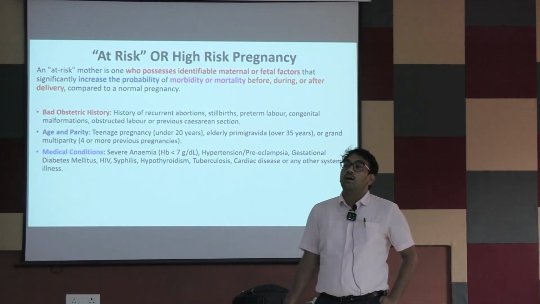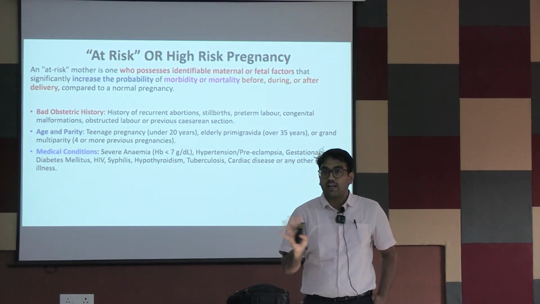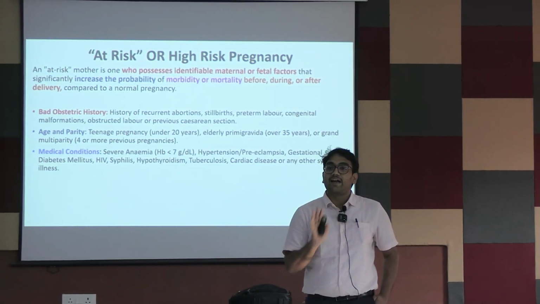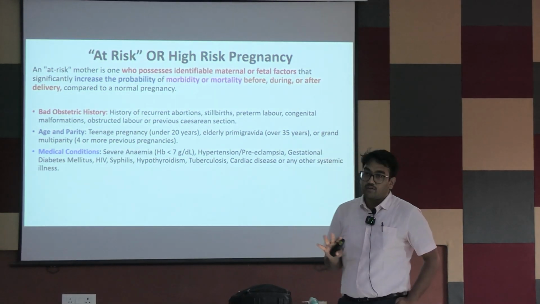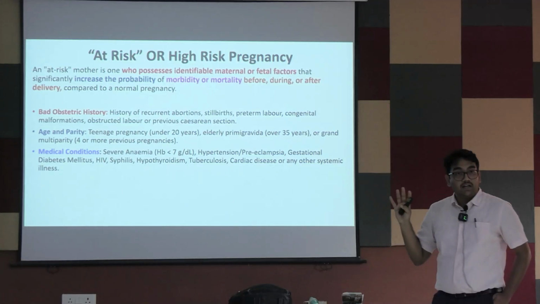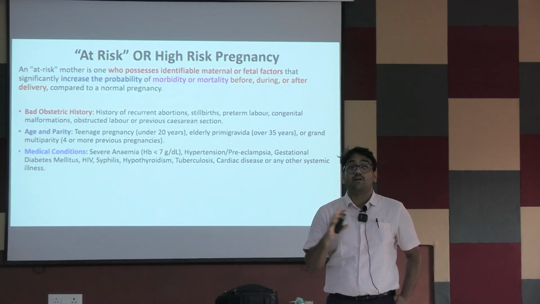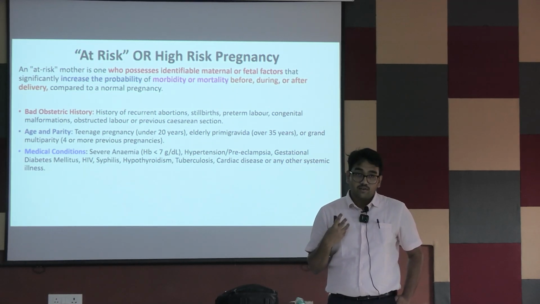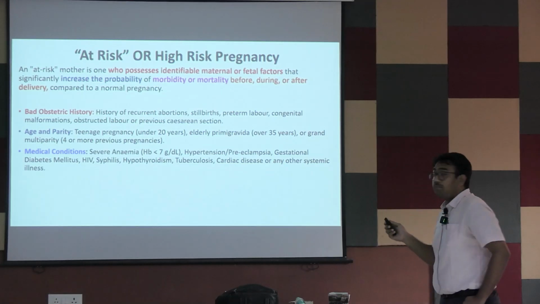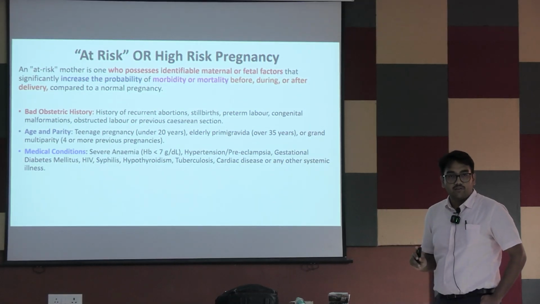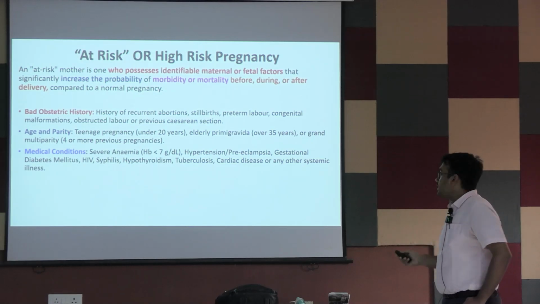As we know, thyroid disorders are endemic for the entire country, not just the sub-Himalayan belt. Entire India is endemic to thyroid disorders. So hypothyroidism, tuberculosis, any cardiac illness. Cardiac illness is not so common now, but previously we used to have a high burden of rheumatic heart diseases, that is also a problem. If these are present, they constitute a high risk pregnancy. So, bad obstetric history, age and parity, some medical conditions.